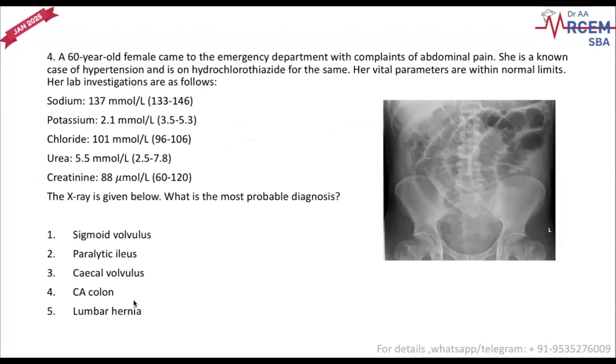A 60 years old female presents to the ED with complaints of abdominal pain. She is a known case of hypertension and she is on hydrochlorothiazide for the same. Her vital parameters are within normal limits. Laboratory investigations are shown. The significant laboratory investigation is hypokalemia. What is the most likely diagnosis?